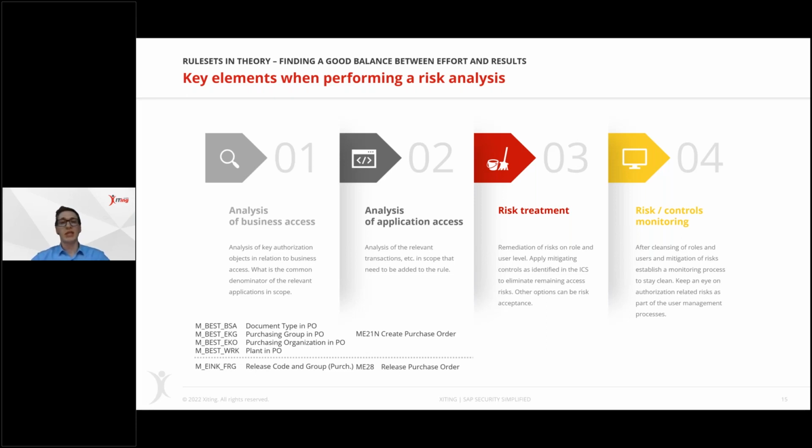And once we get clean, of course, it's always the challenge to stay clean, and then running a recurring risk analysis like every month or every quarter to make sure, and also as a part of your provisioning processes, like a sort of preventive control to make sure that you don't introduce new SoD conflicts, neither on role level nor on user level. And if you would introduce them, that you are made aware and that you address them and mitigate them if required.